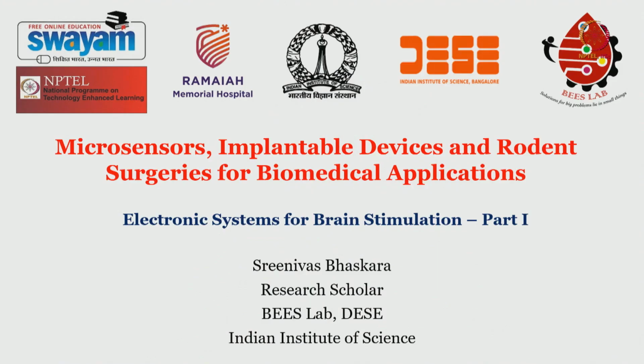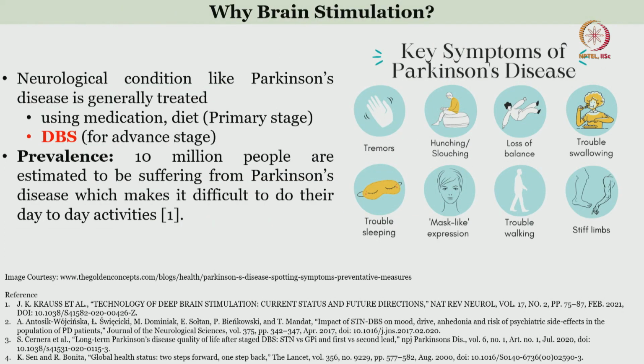In this lecture, let us see what kind of electronic systems are developed for brain stimulation in rodent models specifically. Why is brain stimulation required? Parkinson disease is a neurological disorder in which different symptoms are observed, like tremors, slouching, and loss of balance. Initially this is treated using medication. If that does not work, there is something called deep brain stimulation. It is an established clinical therapy for advanced Parkinsonian patients.